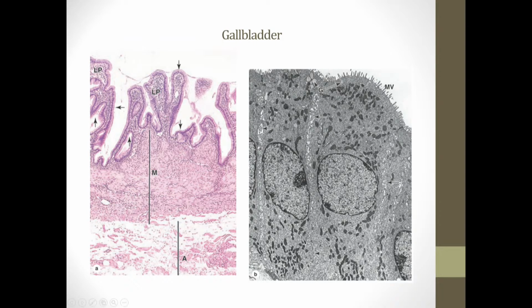Epithelial lining, simple columnar epithelium, lamina propria, then the muscularis, and the adventitia. This is the cell of the gallbladder. So what is important here? These cells have a few microvilli on the surface. But have you seen these spaces? Spaces inside the cytoplasm, in all these cells.